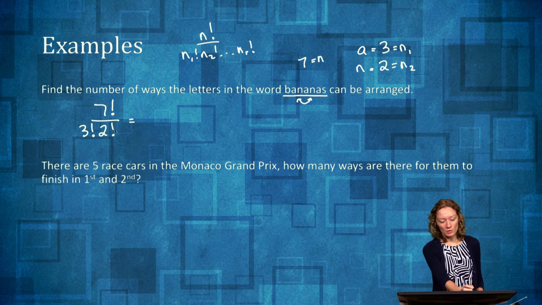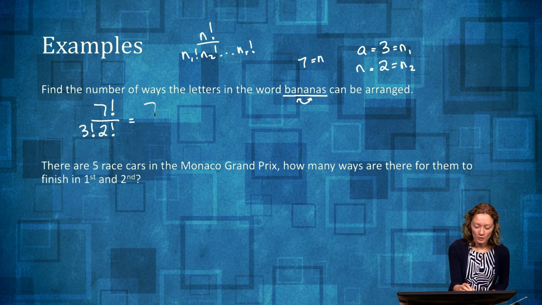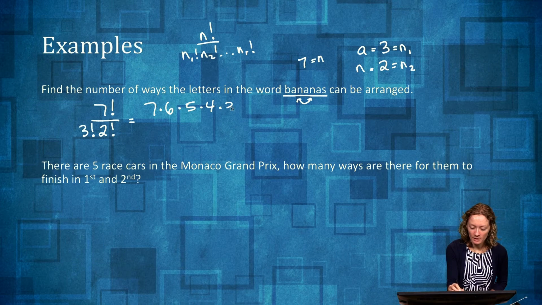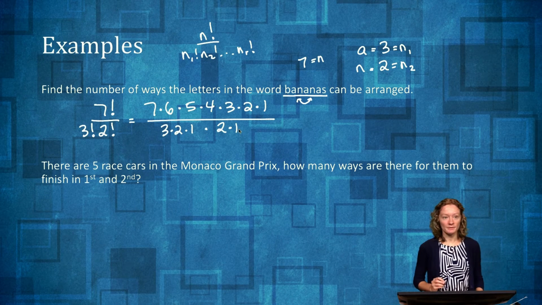Now, there's no simple one type in the calculator to get an answer like this. You can use the factorial a few different times, or you can do it by hand. I'm just going to do it by hand, but it's up to you. This is what 7 factorial looks like. Then we have 3 factorial, which is 3, 2, 1, and 2 factorial, which is 2 times 1.